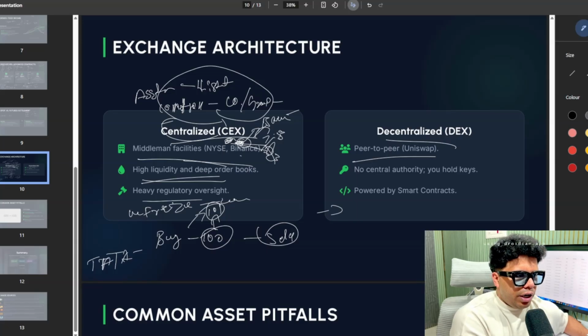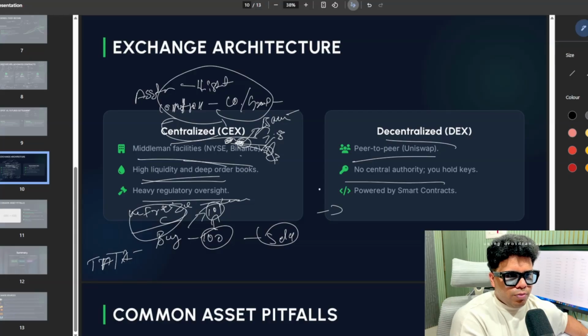The heavy regulatory and oversight, I told you, right, they can change the rules. It depends on their rules. The next one is decentralized. There's low liquidity here, and high liquidity there. In my opinion, it's better to trade here, and keep your money here.